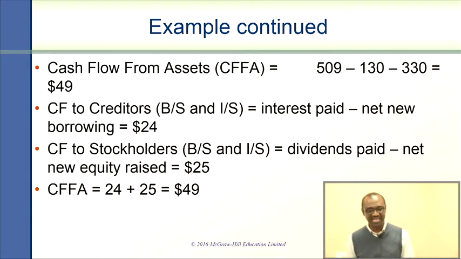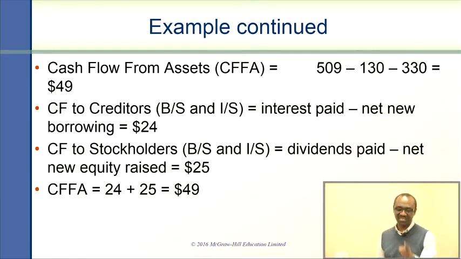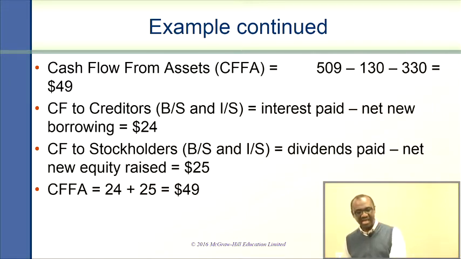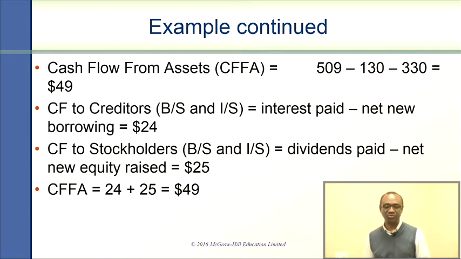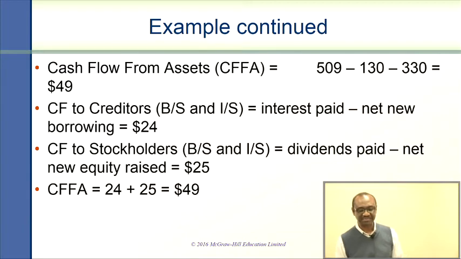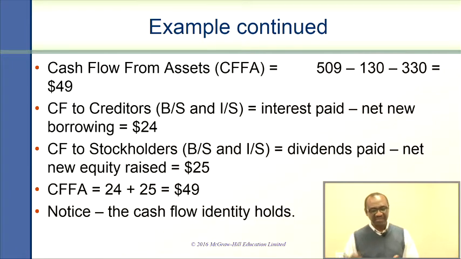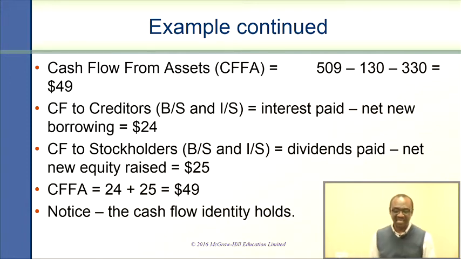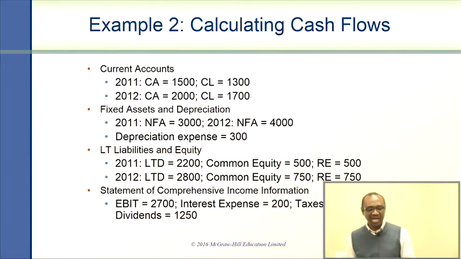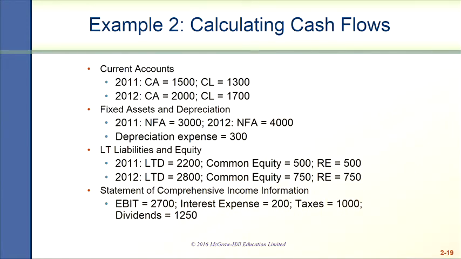So hence, the cash flow from assets equals the cash flow to creditors and the cash flow to stockholders. The two of them make up the cash flow from assets. So notice that the cash flow identity holds for that calculation. Other areas which we also look at would be current assets. These are examples that we can also use to do more calculations.